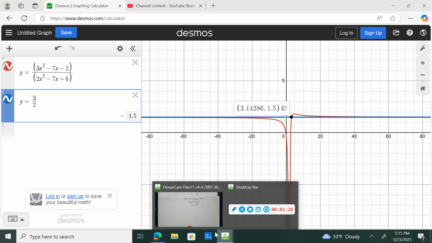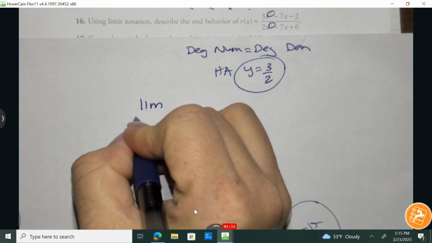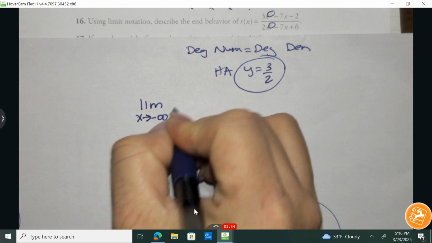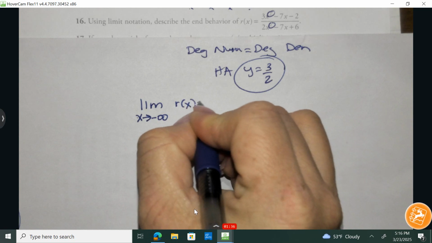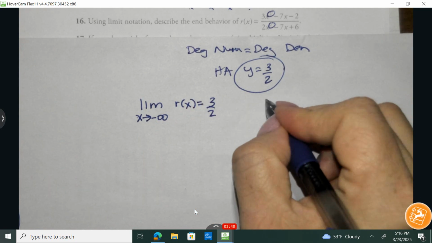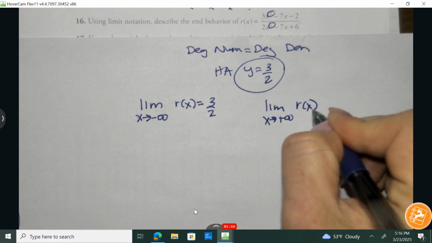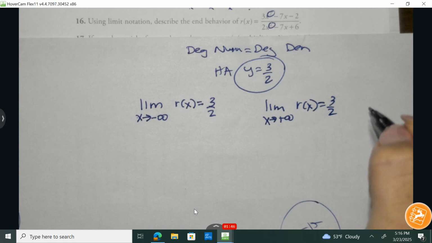So how do we put this into limit notation? Okay. As we go to the far left for the function r of x, it is approaching the value 3/2. As we go to the far right for the function r of x, it is also approaching 3/2.